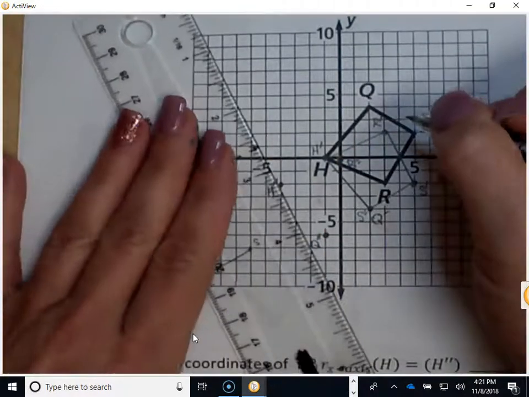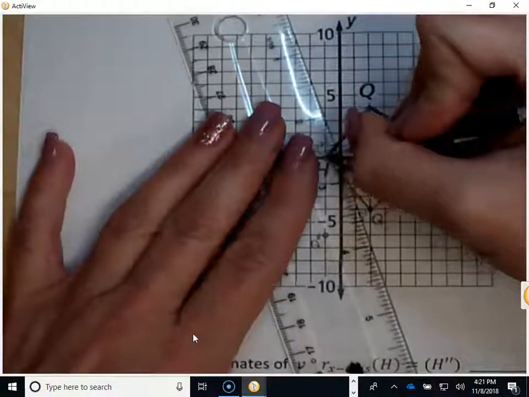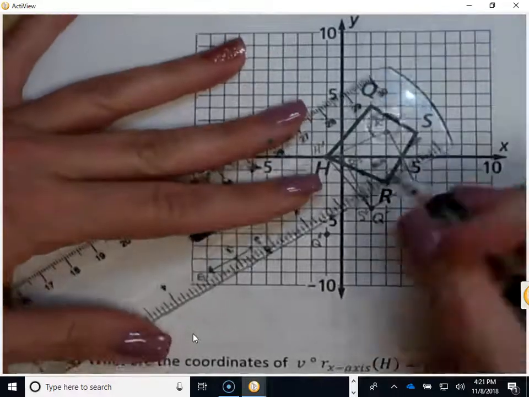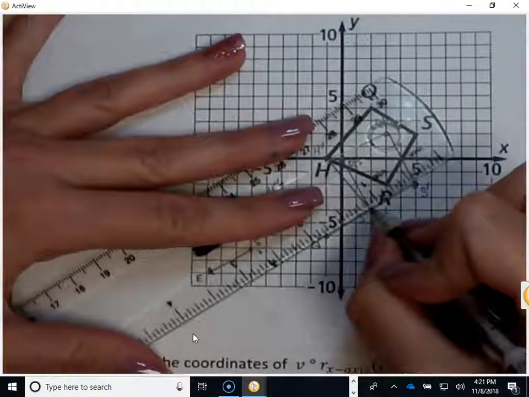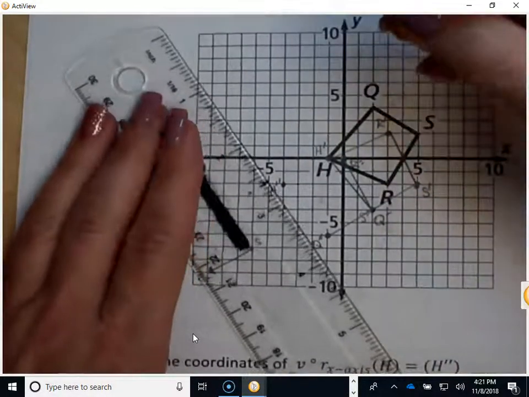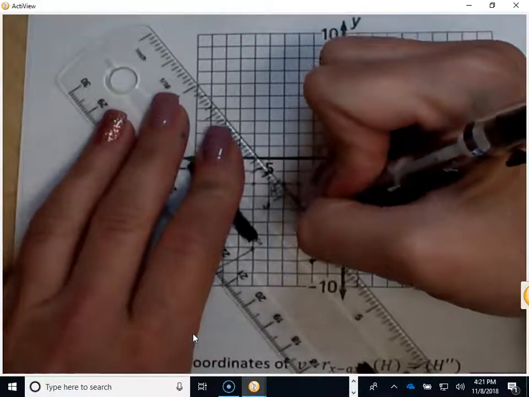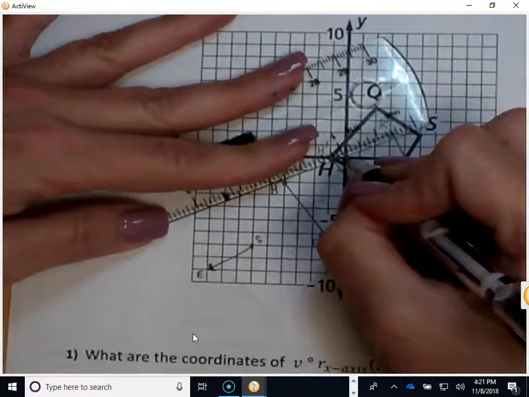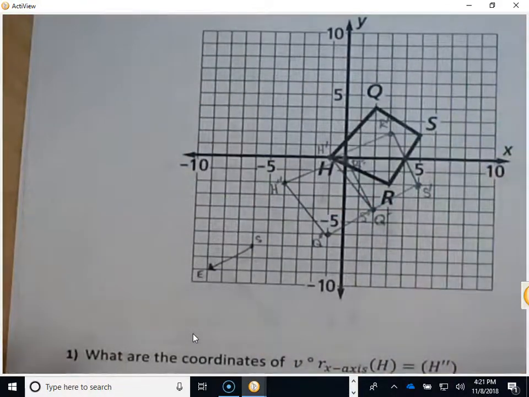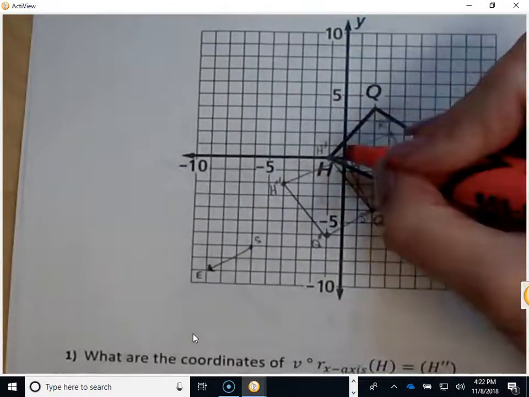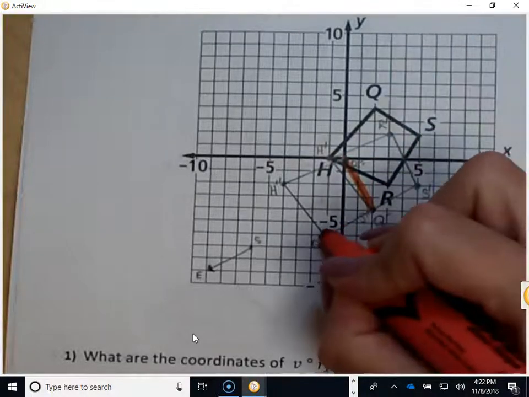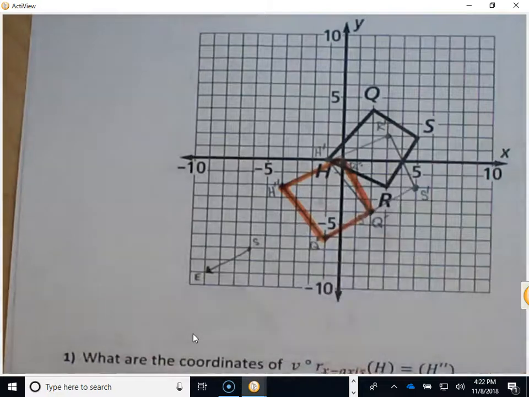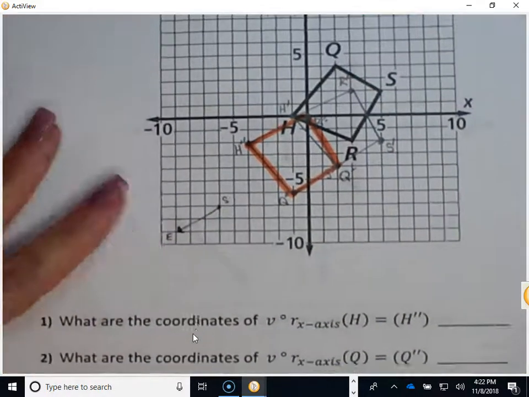So go ahead and connect R double prime to S double prime. Connect S double prime to Q double prime. Connect Q double prime to H double prime. And then connect H double prime to R double prime. And then highlight that image. I know we got a lot going on in there. Just make sure you're highlighting the right lines. And then we're going to write those ordered pairs down towards the bottom. They want to know where those are all located.